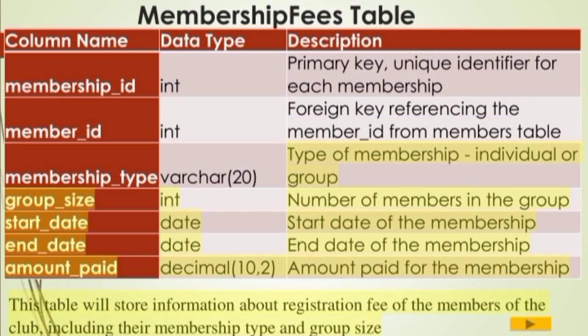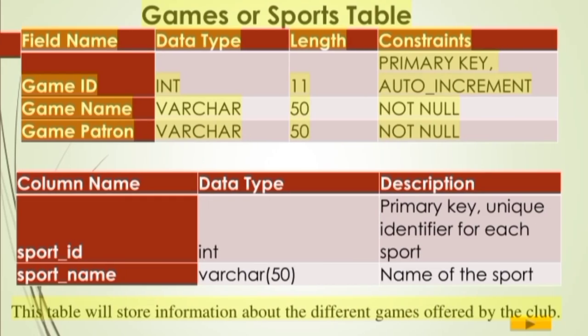Membership_type, Varchar 20, type of membership, individual or group. Group_size, int, number of members in the group. Start_date, start date of the membership. End_date, end date of the membership. Amount_paid, decimal 10,2, amount paid for the membership. This table will store information about registration fee of the members of the club, including their membership type and group size.